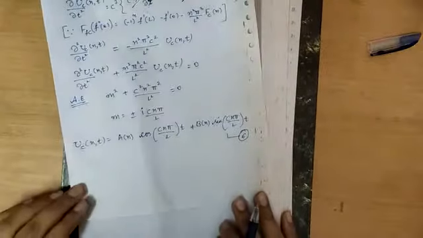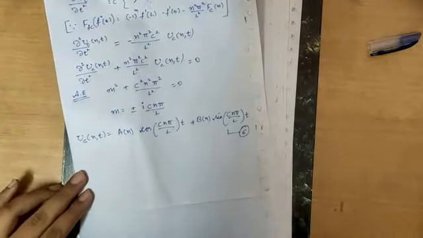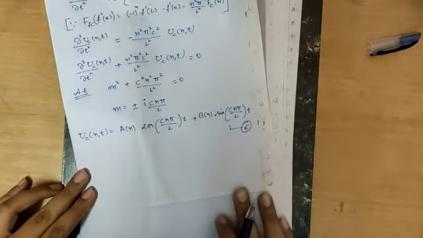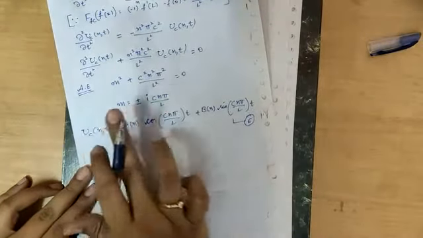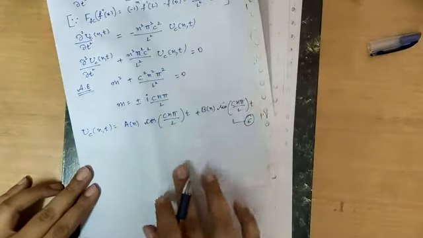What is the next step? You have to take the inverse finite Fourier cosine transform on both sides of your equation 6.